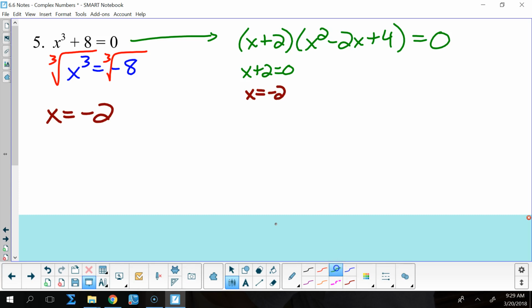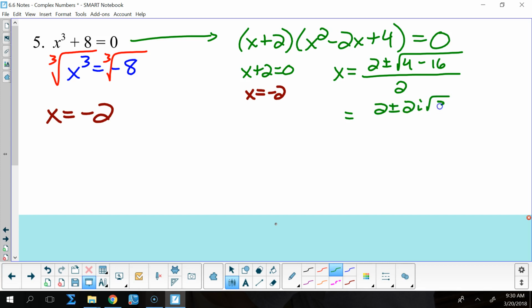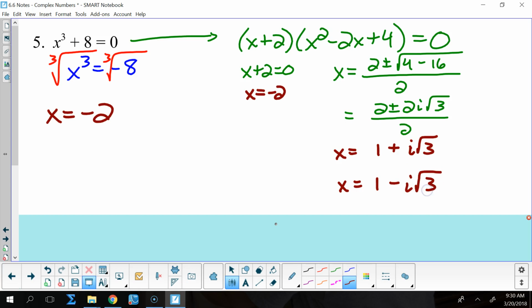Okay. And then this one would be x equals positive 2 plus or minus the square root of 4 minus 4 times 1 is 16, all over 2. Well, 4 minus 16 is 12, right? So that's going to be 2 plus or minus 2i times the square root of 3, all over 2. So that gives me 1 plus i times the square root of 3 and 1 minus i times the square root of 3.